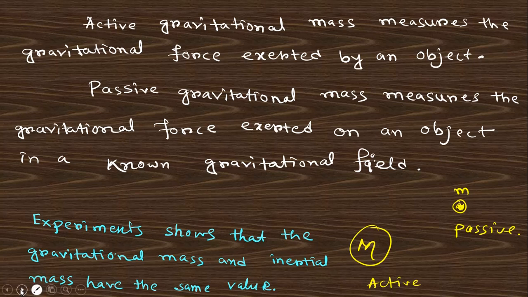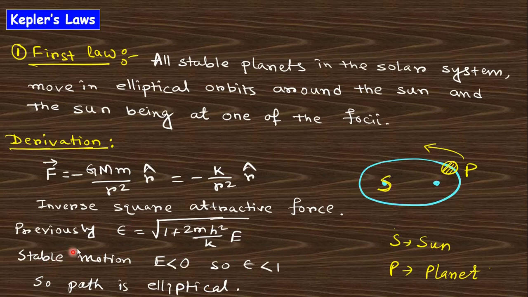Now we come to Kepler's laws of motion. There are three Kepler's laws of motion: first, second, and third. Kepler's first law of motion says that any stable planet in the solar system moves in an elliptical path, and in an elliptical path there are two foci, so at one of these foci the sun will be present, and the planet moves in the elliptical path.